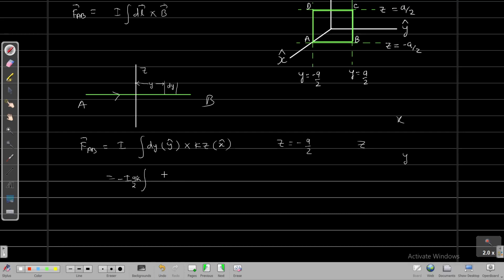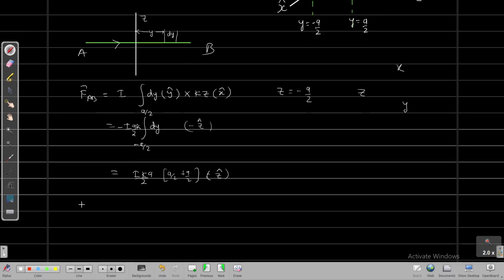So, a/2 minus, y cross x is minus z, so dy times minus z cap. Now what will be the limit of integration? Again, I have established the fact that in whichever direction we consider the infinitesimal element, we will consider that limit. Minus a/2 to a/2, and minus minus will be plus. So it is I k a/2, times a/2 plus a/2, and the direction will be z cap.